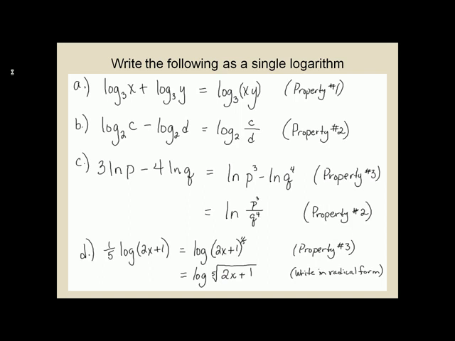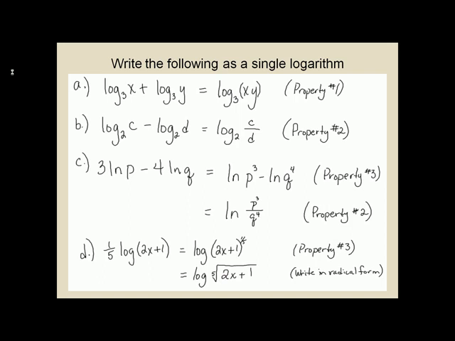Part B, we have log base 2 of c minus log base 2 of d. Here I have subtraction of two logs, which is property number 2. And we know to go backwards and write it as a single log, we're going to take our arguments and divide them. So that's log base 2 of c divided by d. So we're just undoing the expansion that we did on the last examples. Log base 2 of c over d. Notice we're writing it as a single log. We're not writing log base 2 of c over log base 2 of d. That's totally incorrect. It's a single logarithm, so make sure you pay close attention to the instructions. We've got log base 2 of c over d.